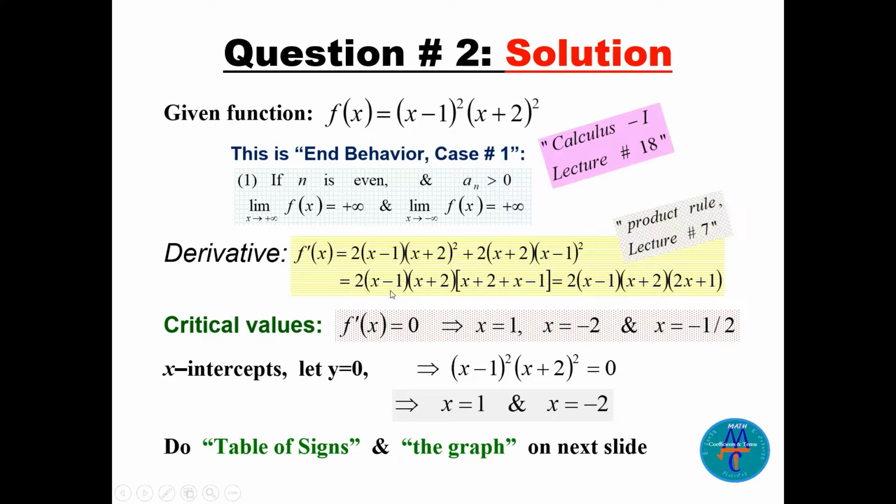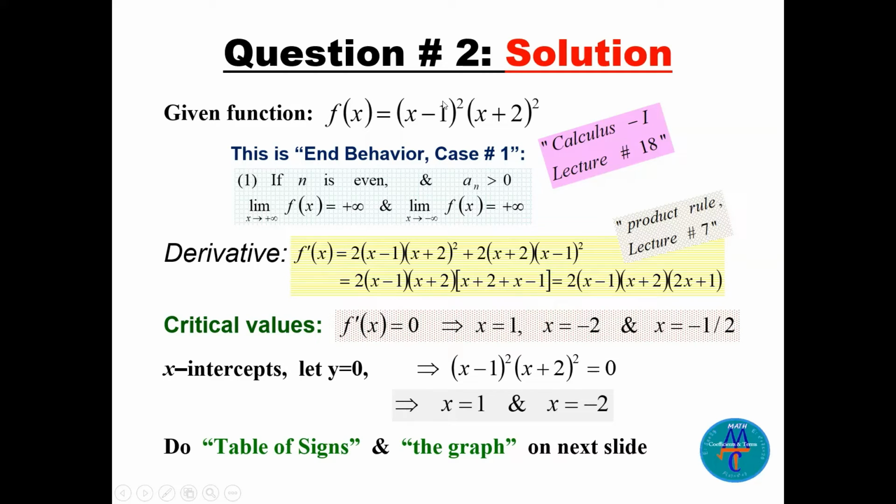If you multiply, there is no need to multiply here, but if you multiply, you will get x to the power 4, which is even. And the leading coefficient here is 1, because x squared times x squared will be x to the power 4. This is the highest power. So the leading coefficient is positive. The degree is even, 4. So this is up to the right, up to the left. This is case number 1. You can see that in lecture 18.